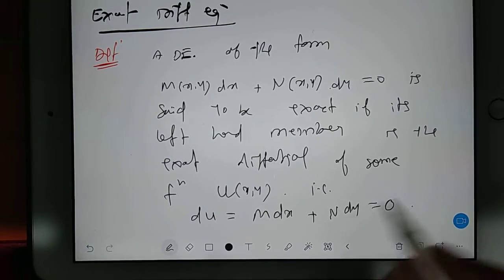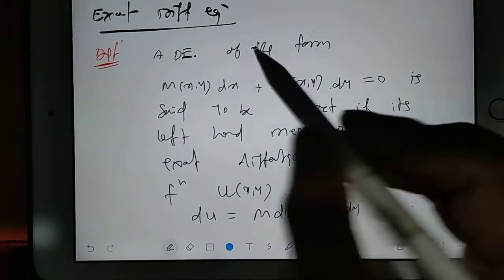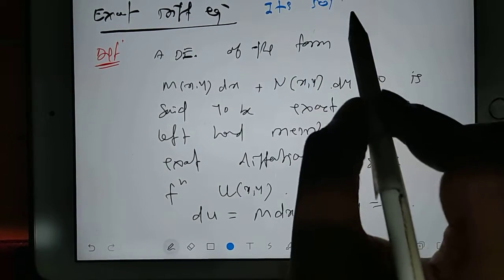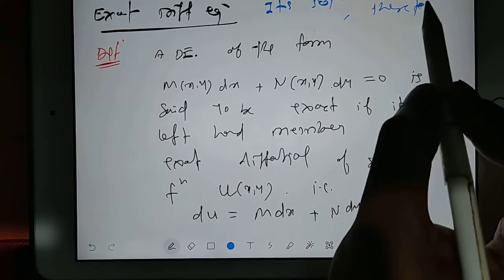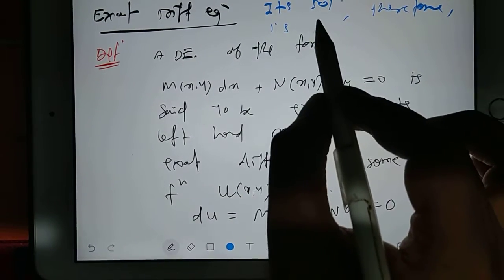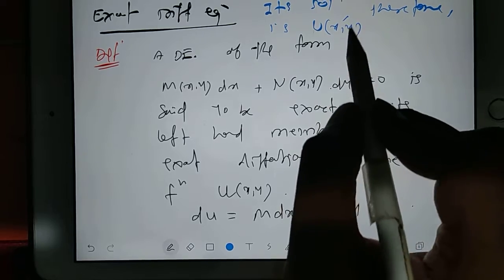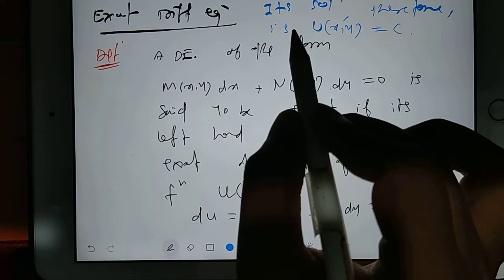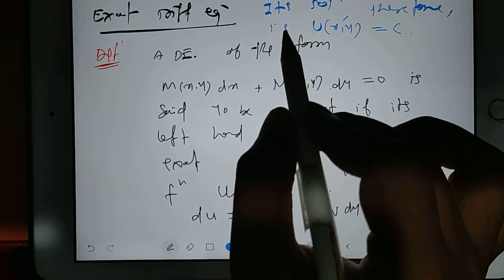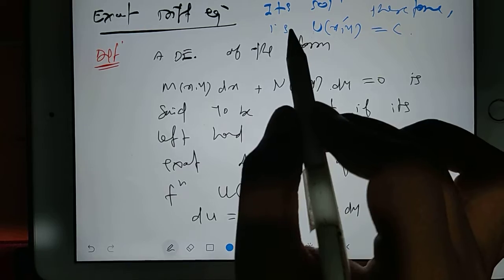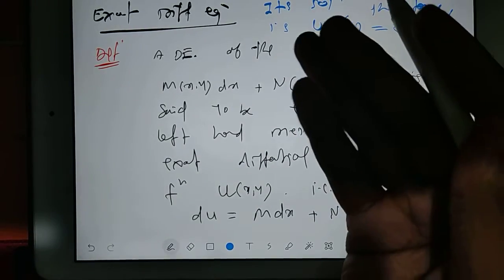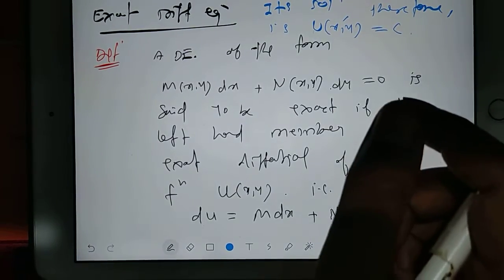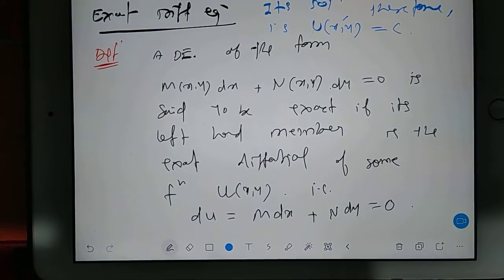Now you see, after that I'm writing at the top, its solution therefore is u of x y, means u is a function of x y, is equal to c. So we will take one question and we will check whether they are following the exact differential equation or not, and if they are following the exact differential equation, then what is the formula for this. I will change the page.